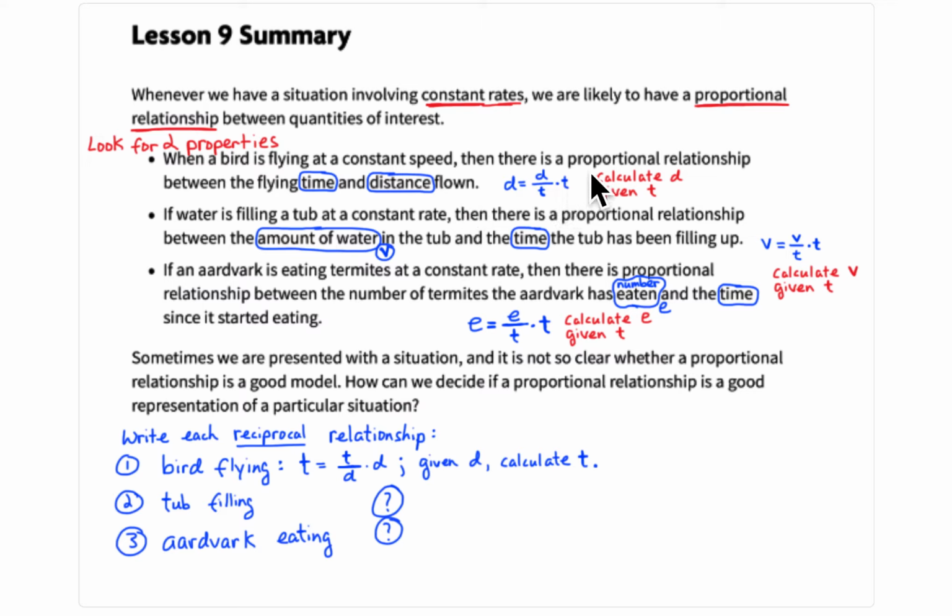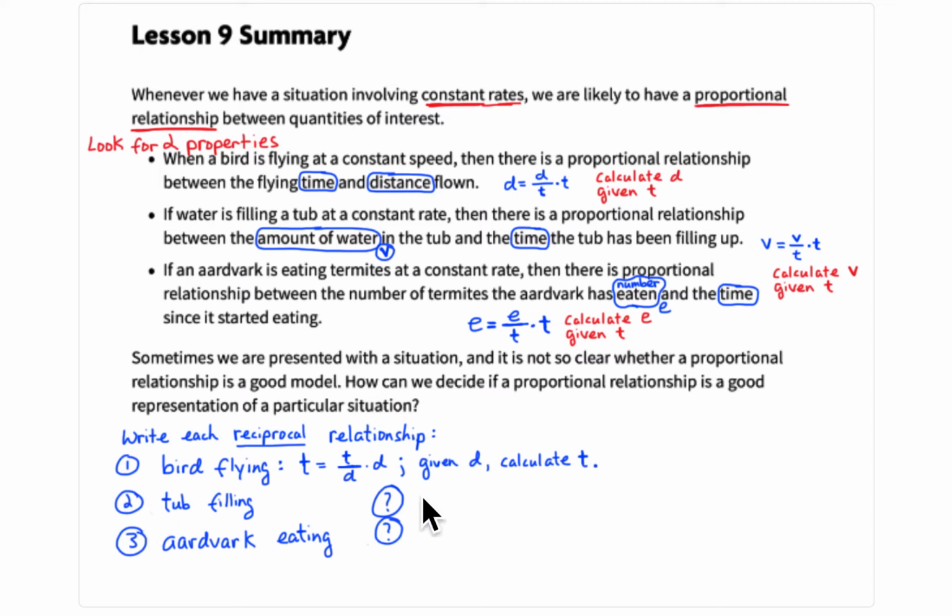Up here, you're given the amount of time the bird is flying. Down here, you're given the amount of distance the bird flew, and you're asked to calculate how long it took to fly that distance. So you're given distance and you're calculating time. And I would practice setting up the reciprocal relationship, or the reverse relationship, for these other two, as I did for the bird flying up here.